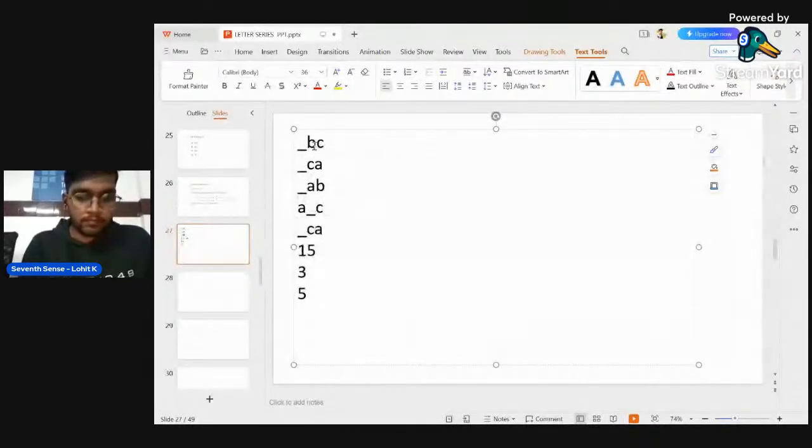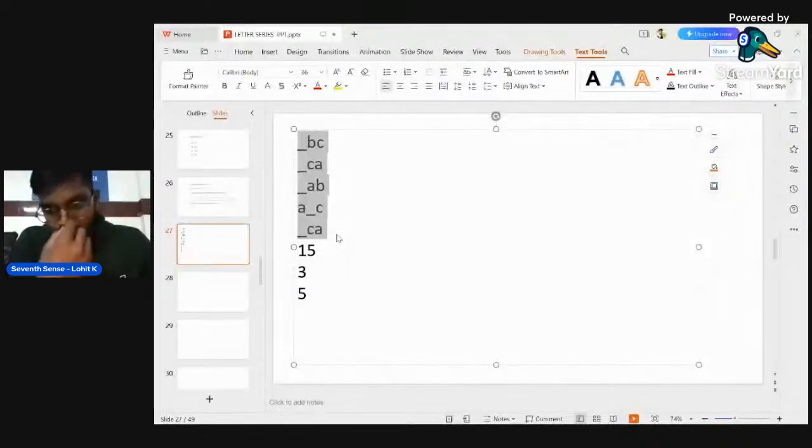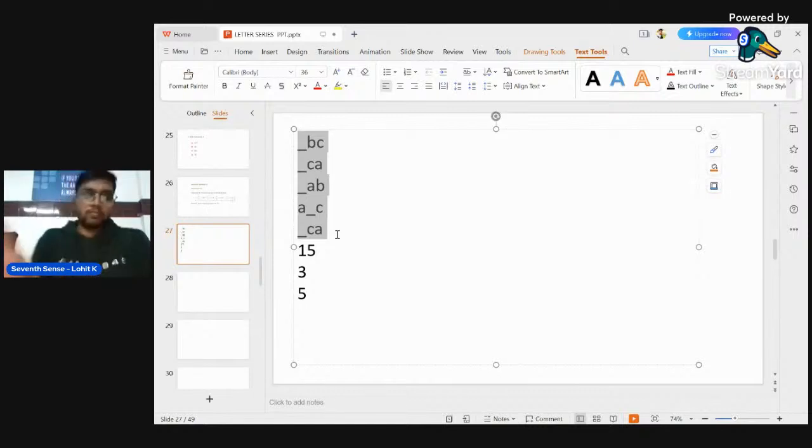Now when you see this pattern, you'll get some answer here. Some have given the answer B B C B B. Okay, A B B C B. Let's see the answer here, because some people are giving the wrong answers.